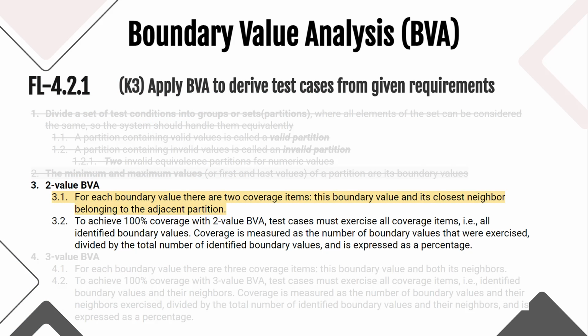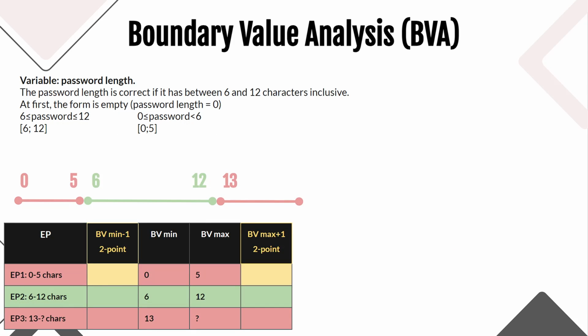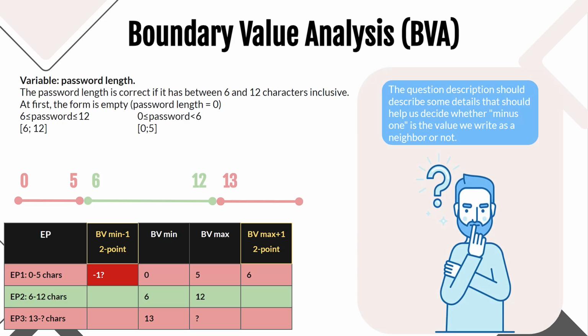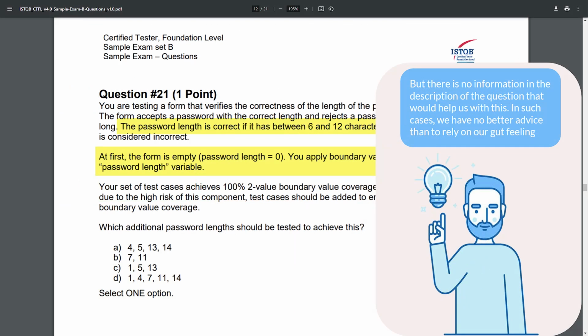We work with 2-point BVA. Accordingly, each boundary value will have only one neighbor, its closest neighbor belonging to the adjacent partition. And this is where the problem arises. We see that the nearest neighbor to the value 0 is the value -1. The question description should describe some details that should help us decide whether -1 is the value we write as a neighbor or not. But there is no information in the description of the question that would help us with this. In such cases, we have no better advice than to rely on our gut feeling.